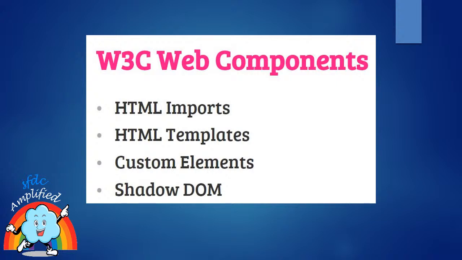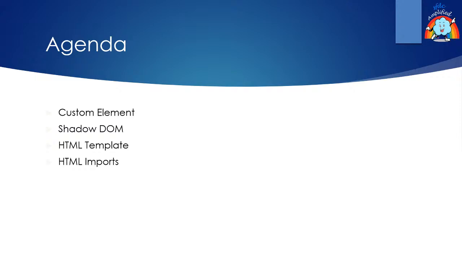So in this chapter, we will be learning about the W3C web components. The agenda of the chapter is custom elements, shadow DOM, HTML templates, and HTML imports. Basically, you don't have to go very much in depth in these topics, but a basic understanding is needed to understand how web components are structured, because Lightning web components are based off them.